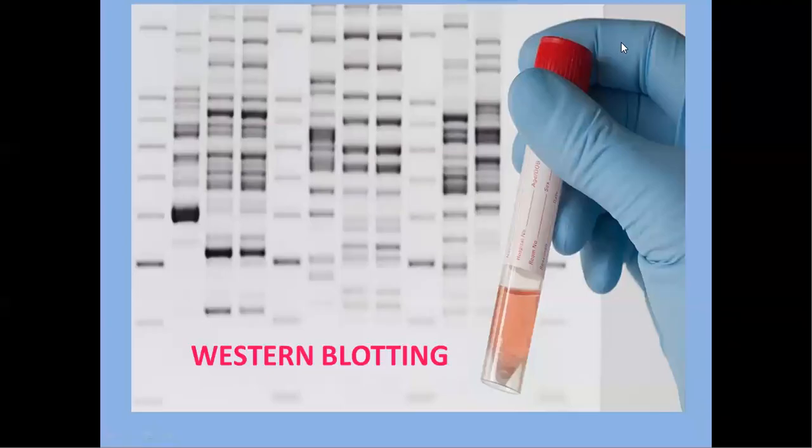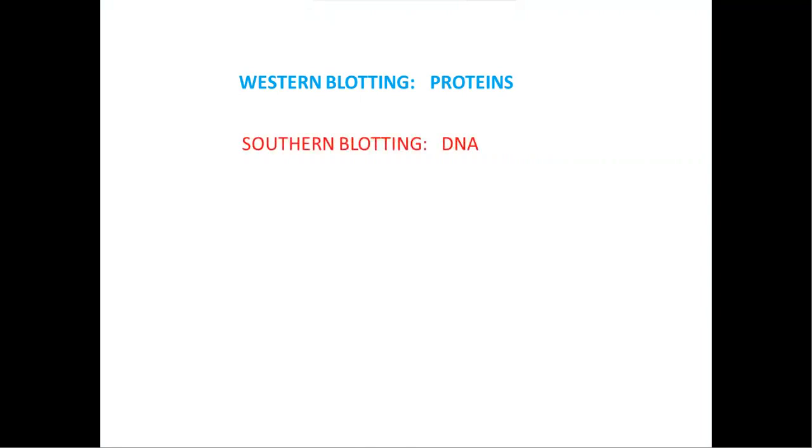Hello everyone. Today's topic is Western blotting, also known as immunoblotting. Western blotting is a widely used technique that helps in the detection of specific proteins present in blood serum. Two more similar blotting techniques are available: Southern blotting, used to detect DNA molecules, and Northern blotting, which detects RNA molecules. At the end of this class, you will be able to learn how Western blotting is performed in diagnostic labs.